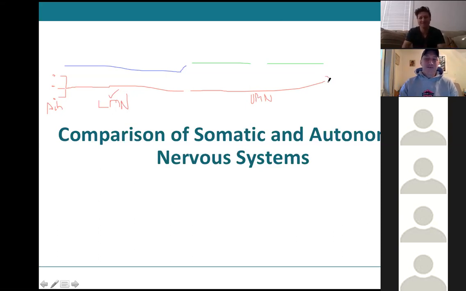Okay. Where did this start? Nicole, you awake yet? I'll take that as you are awake, but you have no idea what I'm asking. The actual question: if this is our upper motor neuron and this is our lower motor neuron, where did this start?